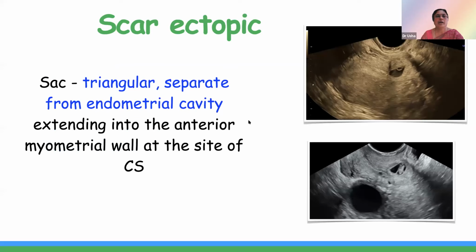The most common, the most frequent variety which we are seeing now is the scar ectopic because of the high incidence of cesarean sections. So this sac will be triangular because it is accommodated in the scar area, and it is separate from the endometrial cavity. So here you can see this is the endometrial cavity and the sac is seen away from the endometrial cavity. So this is the endometrium and you see the sac over here. It extends into the anterior myometrial wall, and here again the anterior myometrium may be very thin.